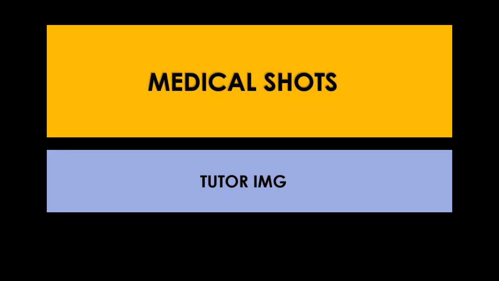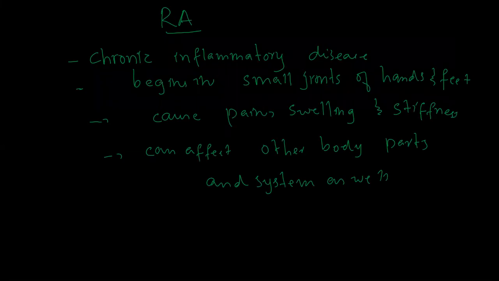In this video, I'm going to discuss the management of rheumatoid arthritis. Rheumatoid arthritis is a chronic inflammatory disease. It begins in the small joints of the hands and feet, causing pain, swelling, and stiffness. It can affect other body parts and systems as well. So the key is early diagnosis and intervention with DMARDs. Early treatment within the first 3 months of disease will allow better control and remission.